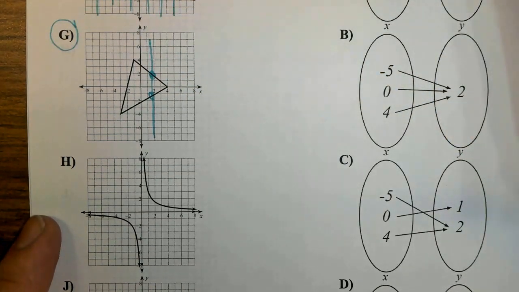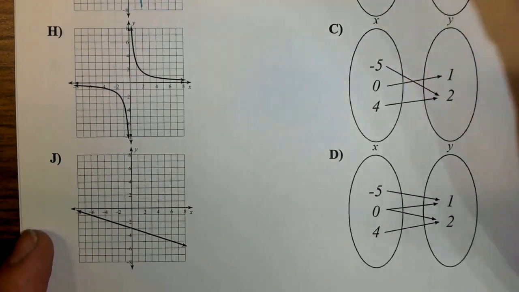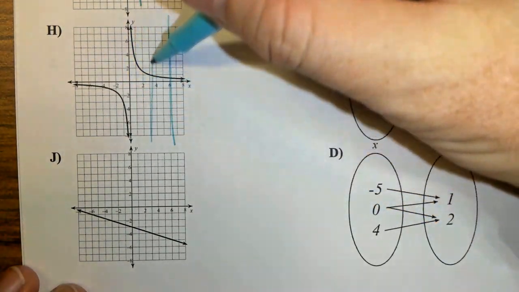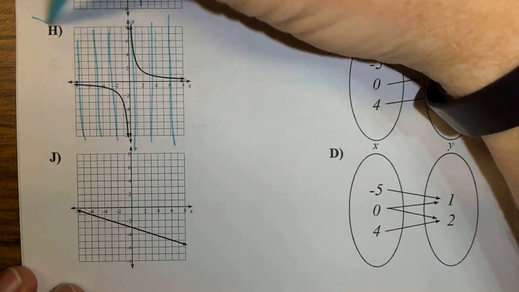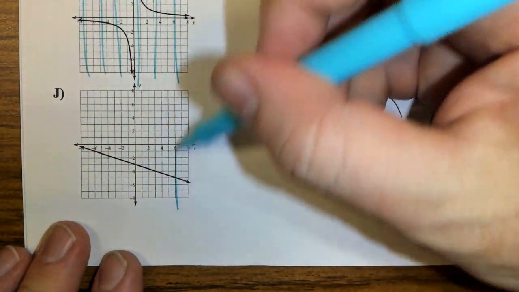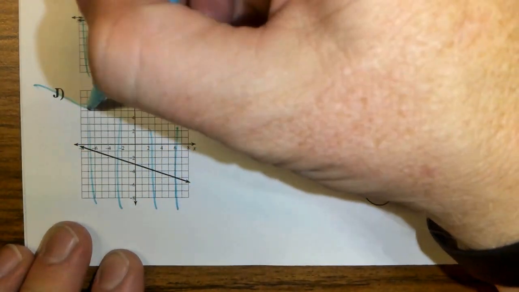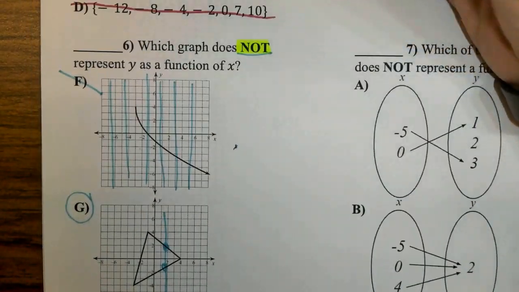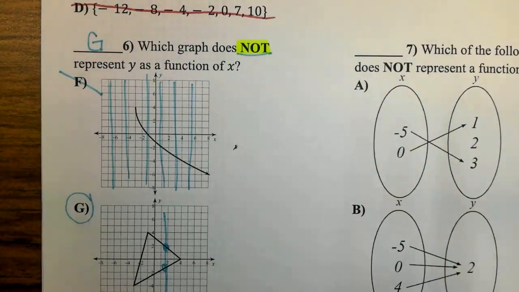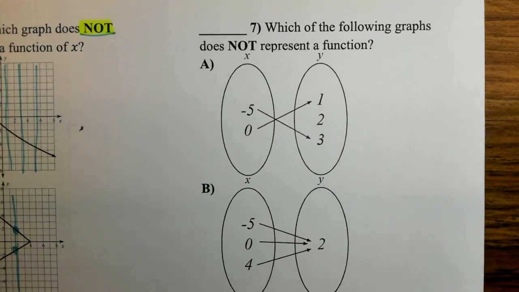So I'm going to go ahead and circle that, but just in case, H. If I draw a vertical line anywhere through here, I don't cross that line more than once, which makes that a function. And J is the same thing, right? That is a function. So because I want the one that is not a function, my answer for this one would be G. And yes, it is that easy on the test. You just got to look at the graphs, find the one that is not a function, read the question carefully.